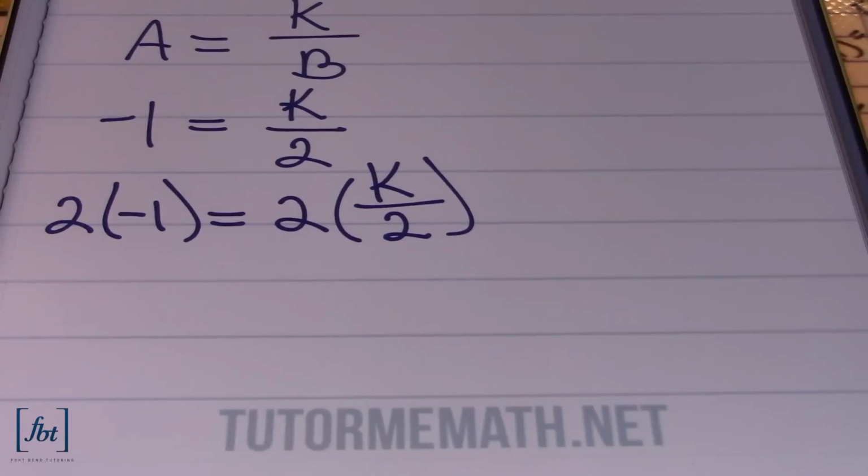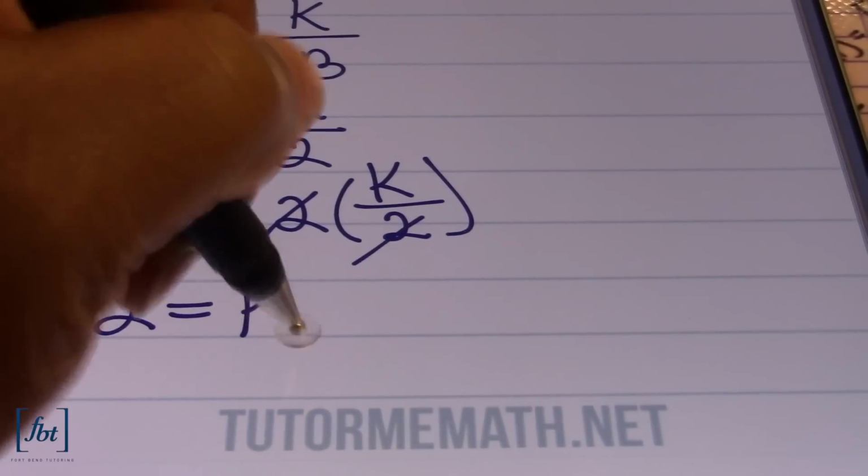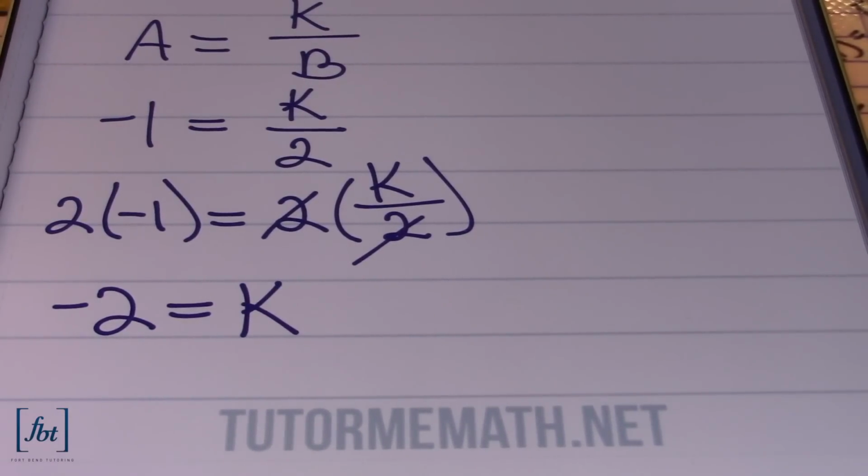Okay. So anyway, simplifying, I have 2 times -1. That's going to give me -2. I have -2, which equals K. That's our constant of proportionality. This is our constant of variation. And I'm red boxing it.